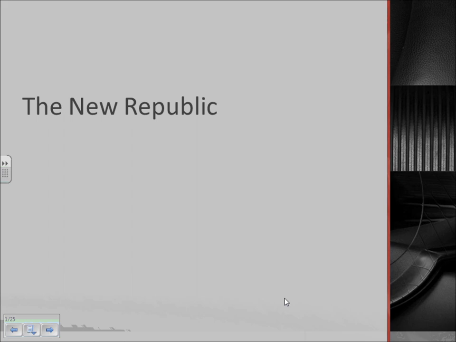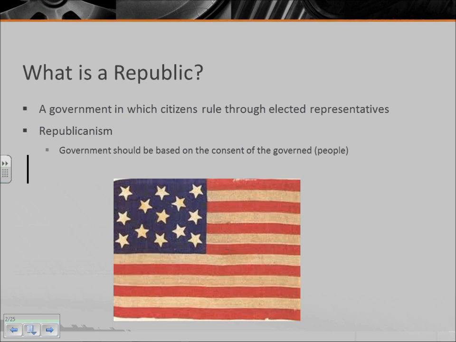A republic is essentially a government in which citizens rule through elected representatives. And we still do this today. The people, we vote for someone. We vote for our senator, we vote for our representative of the area, and they move into the government. And it's all behind this idea that government should be based on the consent of the governed. Keep in mind those John Locke ideas from the Declaration that we have to establish a government to protect our individual rights. This is what's going on here.